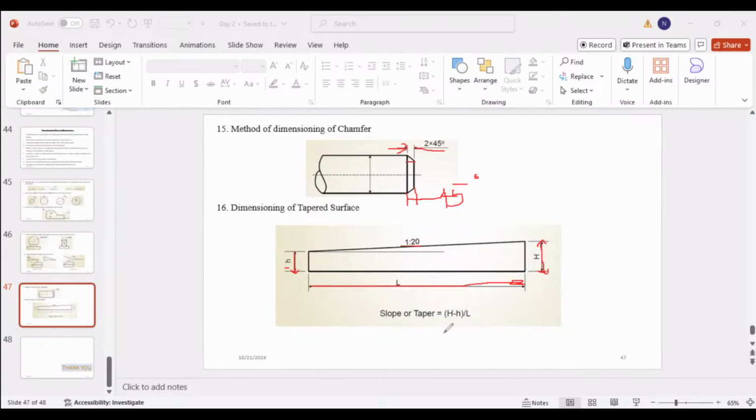Then the slope for taper can be written as capital H minus simple h divided by capital L, the length. So that is how you mention dimensions of a tapered surface. So if you want to note down that, please do that.